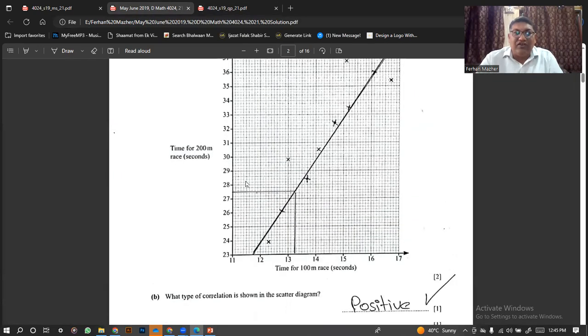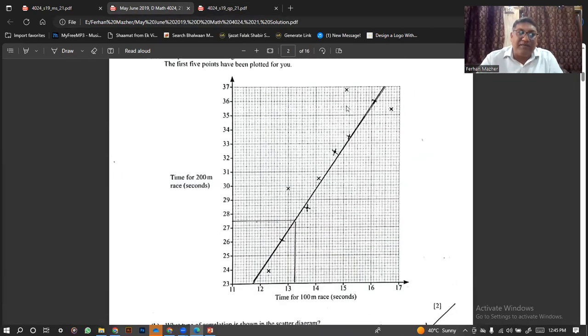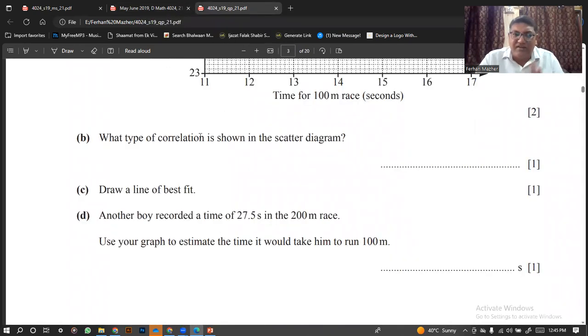Then he says, draw a line of best fit. So I will draw the line of best fit in such a way that the points above the line and points below the line are almost the same. So I have drawn this line of best fit. Your line of best fit might be a little bit different.